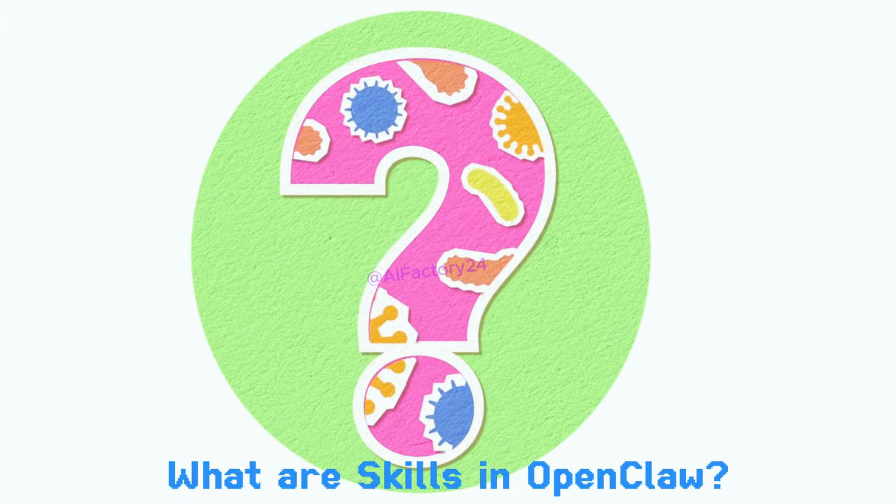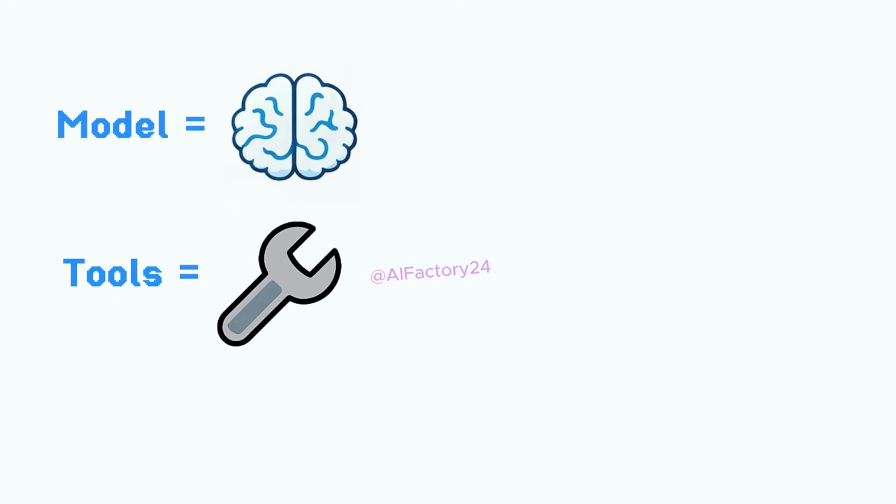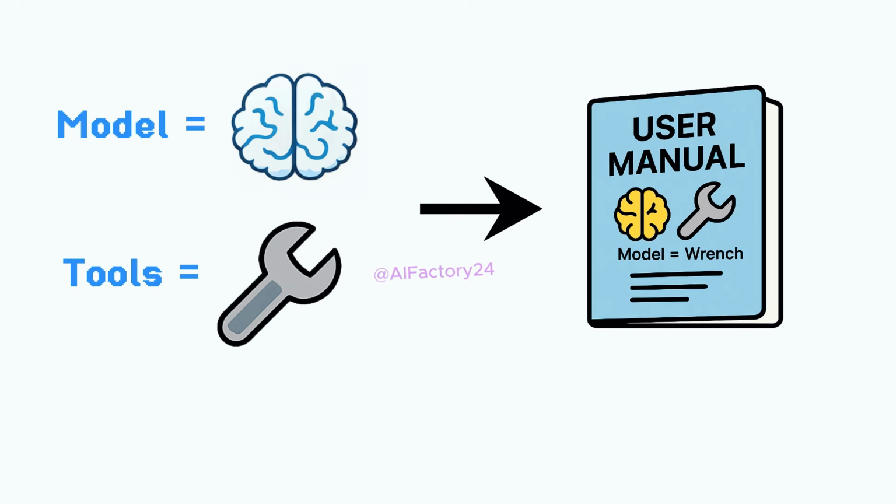What are skills in OpenClaw? Imagine this. Model equals brain, tools equals wrench, but here's the problem. The model doesn't know when to use which tool, so we write a user manual. That's what skills are. They tell the model when to use which tool and how. Example, troubleshooting a server issue: check monitoring, review logs, rollback version. And these steps can be written as a skill, so the model can follow them in order.